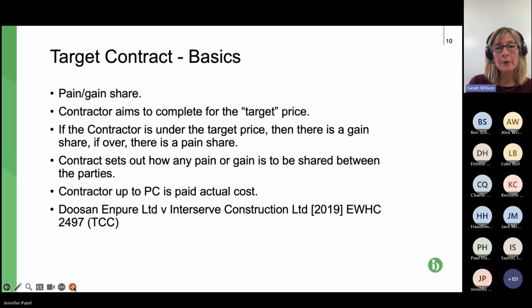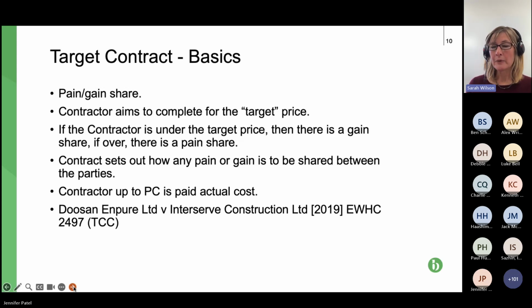The final bullet point refers to a case, Doosan, Ampure and Interserve. So that's a 2019 case. And in that case, what happened, and this is relatively common in my experience, the contractor, so this was a joint venture, but for the purposes today, it was effectively an NEC.